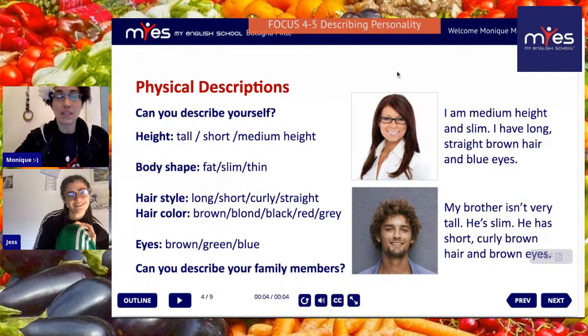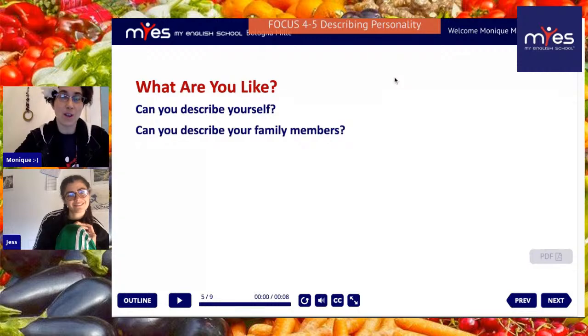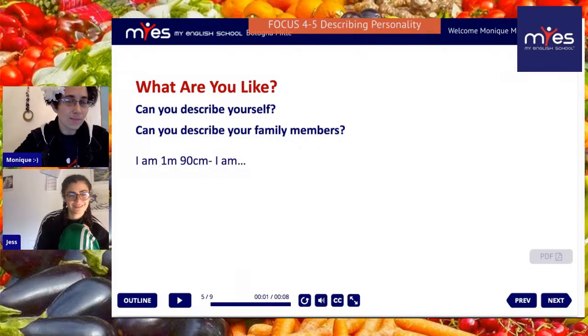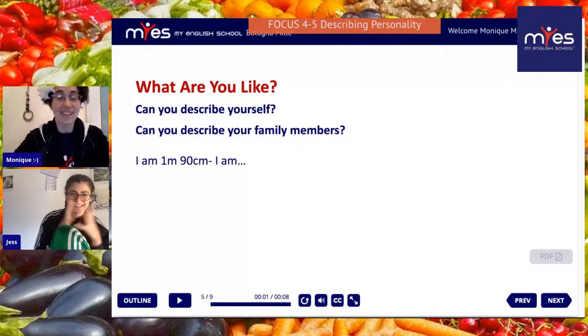So, yeah. Alrighty. So now the question, what are you like? So remember, like is not the verb to like. The verb here is to be. So what are you like? What are you like? What am I like? That's a good question. This is a very good question.